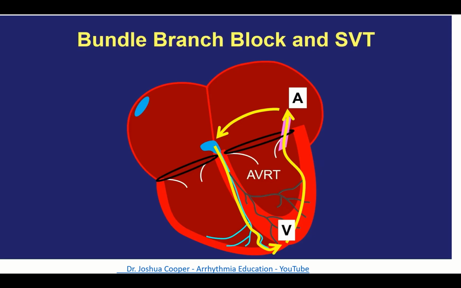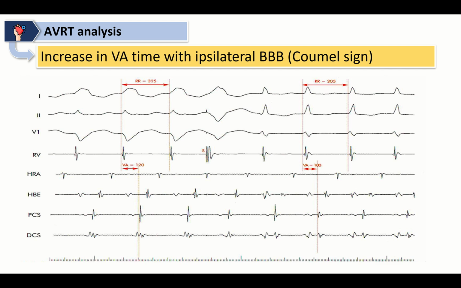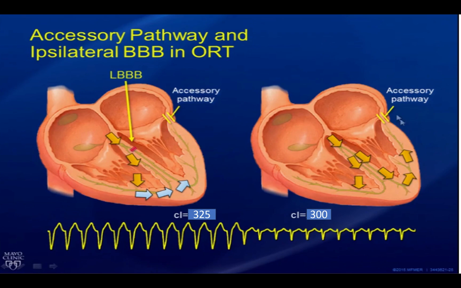And this is the amazing concept of Coumel: when we assess AVRT using a left lateral accessory pathway, and the patient develops ipsilateral bundle branch block, in this case left bundle branch block. What happened? Increase in VA time from 100 to 120, and we can appreciate on the right side the impulse goes down, to illustrate more about our previous case.